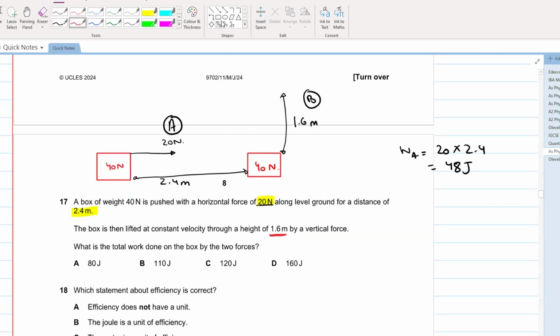Can you calculate the work done for this journey? Very easy. What is the force being applied here? The force of weight, that is 40 Newton. The distance is 1.6. The work done for journey B is 40 into 1.6, which comes out to be 64 joules. Can you add both of them? 64 plus 48 gives you an answer of 112 joules. B is your answer. Is everything clear? Yes or no?